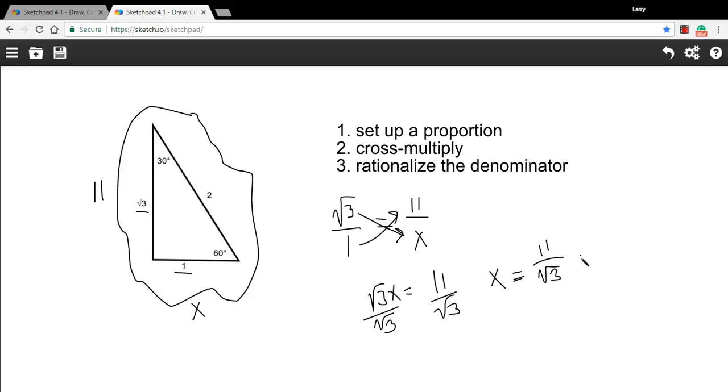The way we do that is we take whatever's down here in the radical sign and we multiply by that over itself. Anything over itself is the number 1, so really we're just multiplying by the number 1 here. And we'll get a different form of this fraction without a radical in the bottom. On the bottom, square root of 3 times the square root of 3 is just 3. And on the top, we have 11 times the square root of 3. So that is now an acceptable answer with the denominator rationalized. So that is a little bit of work with 30, 60, 90 triangles.